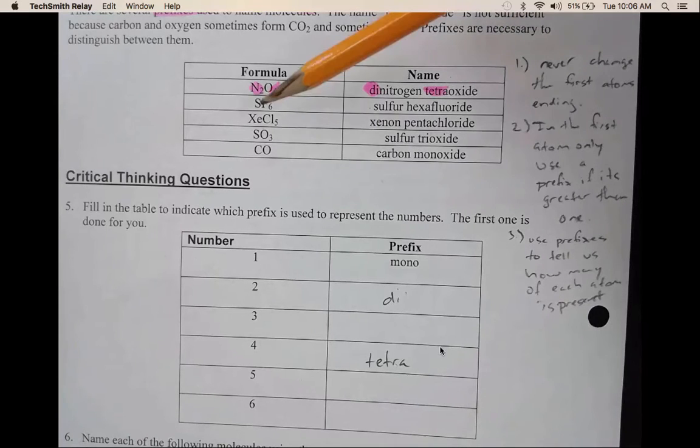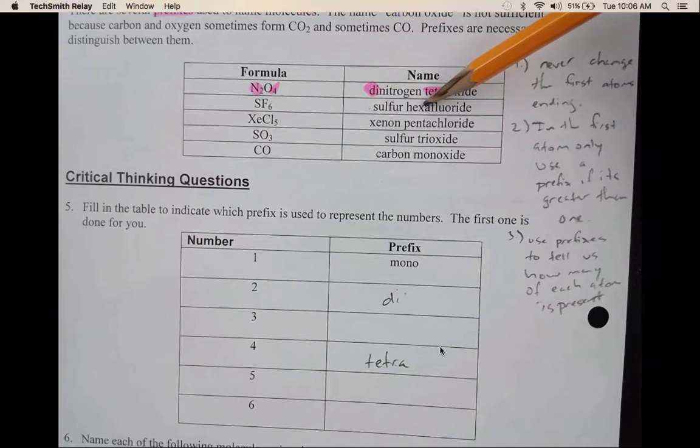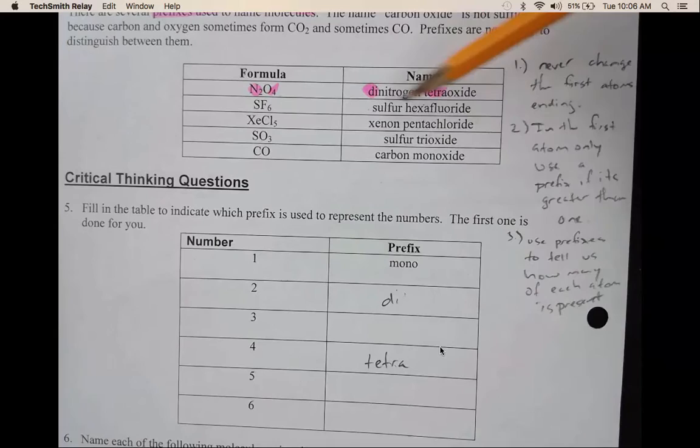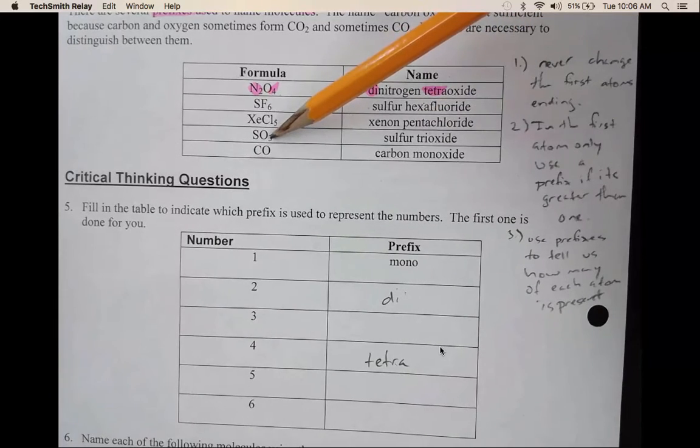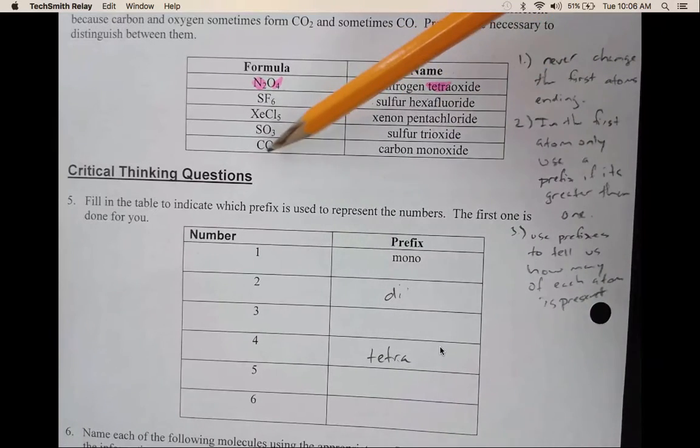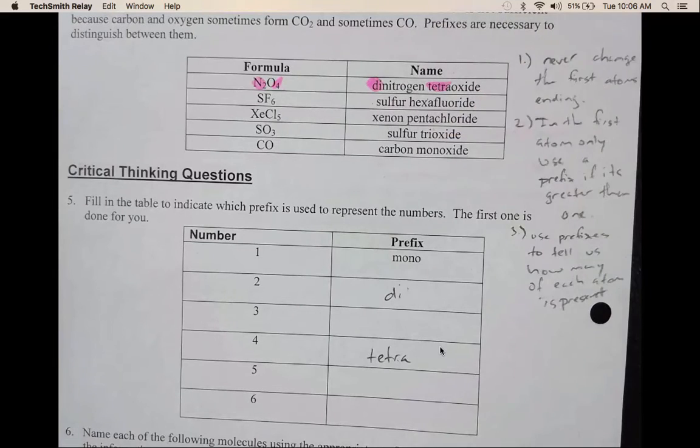So then you would see here we have 6 fluorines, so the prefix is hexa, 5 chlorines, penta, 3 oxygens, tri, and then 1 oxygen, mono. As you can see, you're literally just using the prefixes to tell me everything that's present.